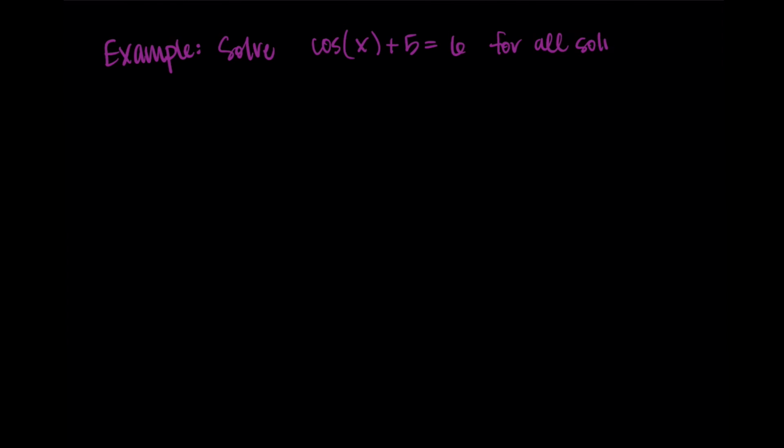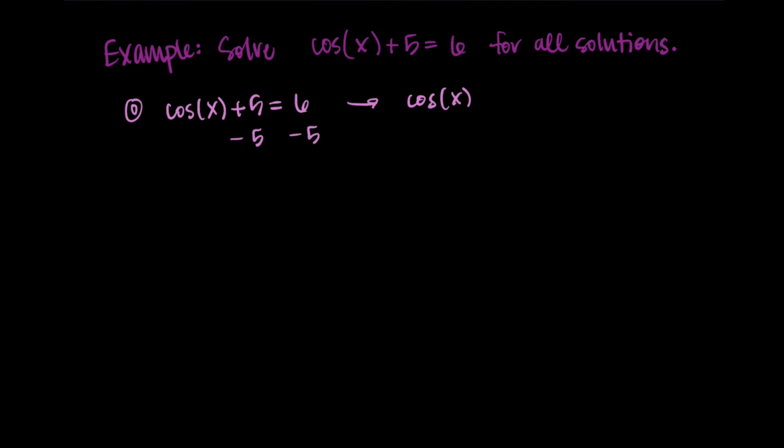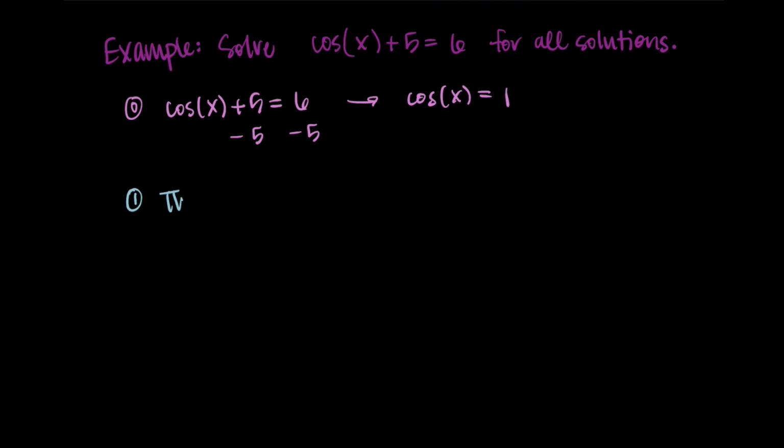Let's try it again on another example. So for this one, let's solve the equation cosine of x plus 5 equals 6 for all solutions. So I'm starting with my equation and I want to isolate the trig function for my step 0. I'm going to subtract 5 from both sides to get the cosine by itself. And so when I do that, I get cosine of x equals 1, because 6 minus 5 is 1. Okay, so now we have a simpler equation to work with. It's this cosine of x equals 1, and we can move on to our first step.